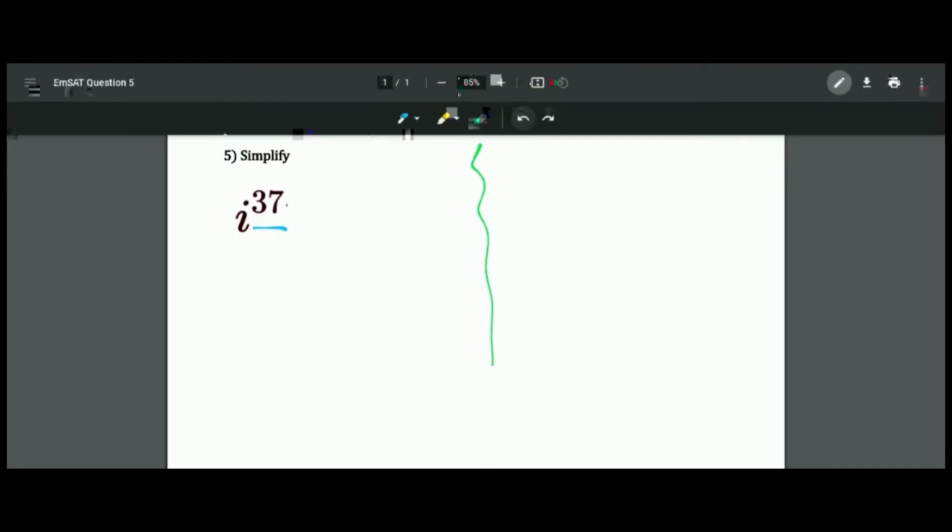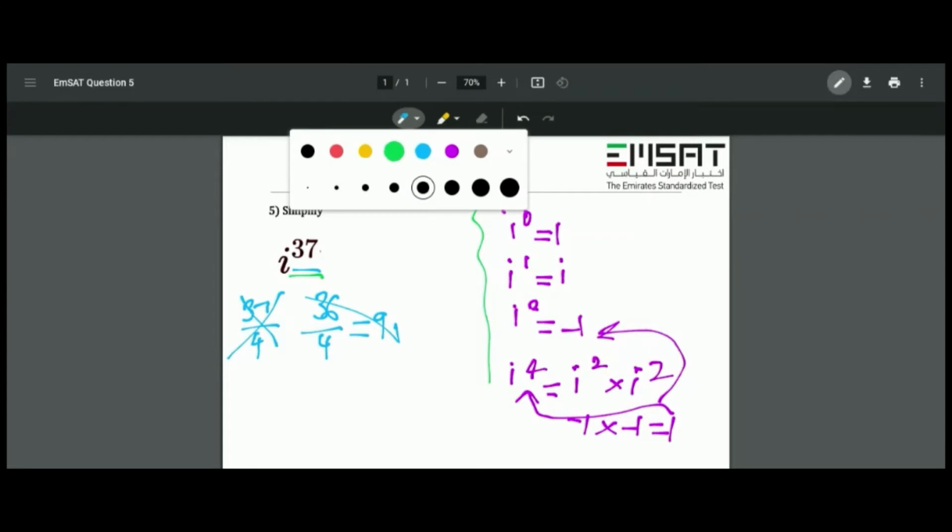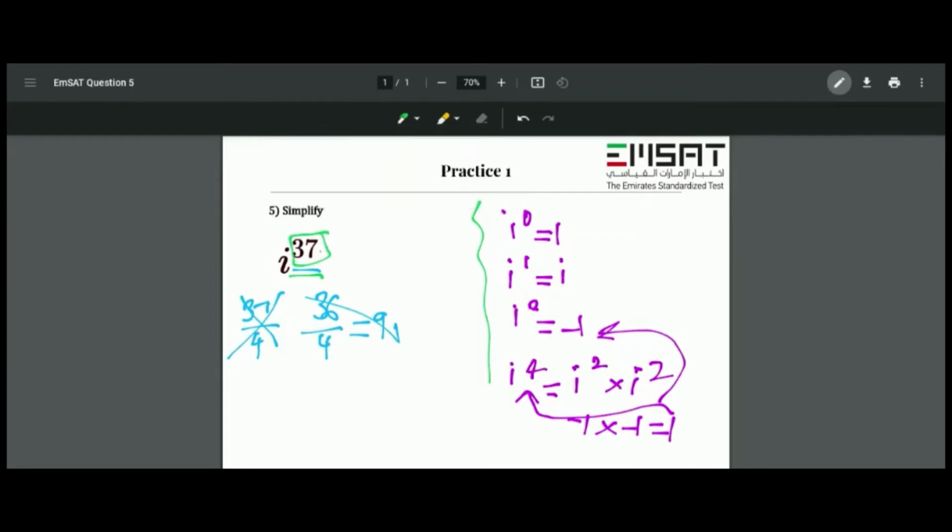Now we want to find i to the power of 37. If we divide 37 by 4, we get a fraction, so it's wrong. We go one step back and take 36. If we divide 36 by 4, the answer is 9, so it's correct. But we need to have 37, so we do 36 plus 1, which equals 37.